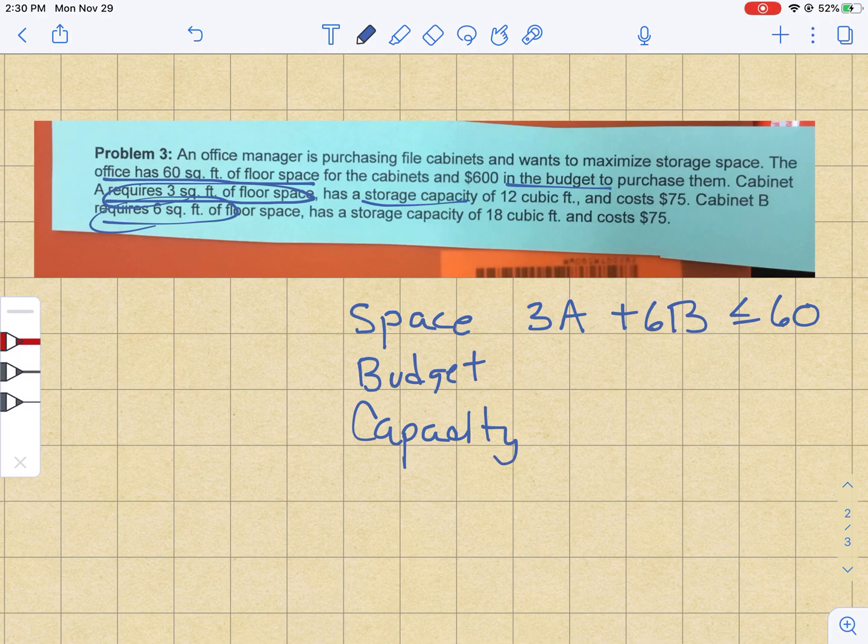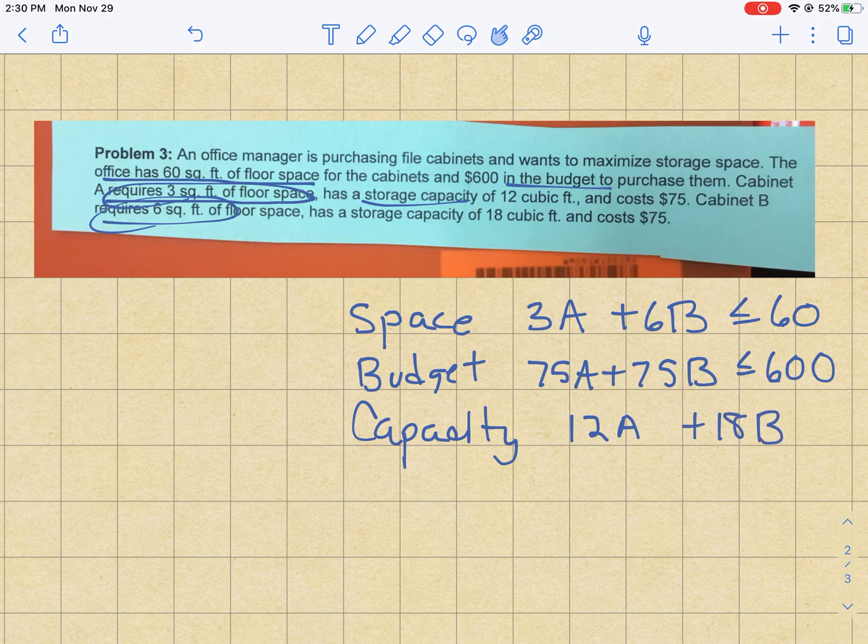So then we have our budget. Our budget has to be less than 600. And 75 for A and 75 for B. In capacity, 12 for A and 18 for B. And we just want to maximize that capacity.